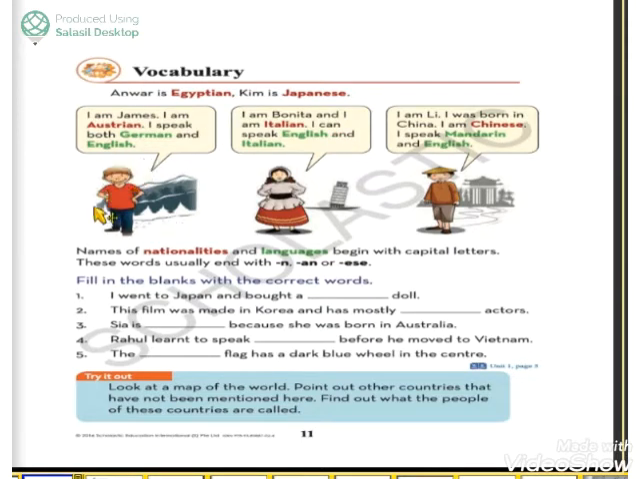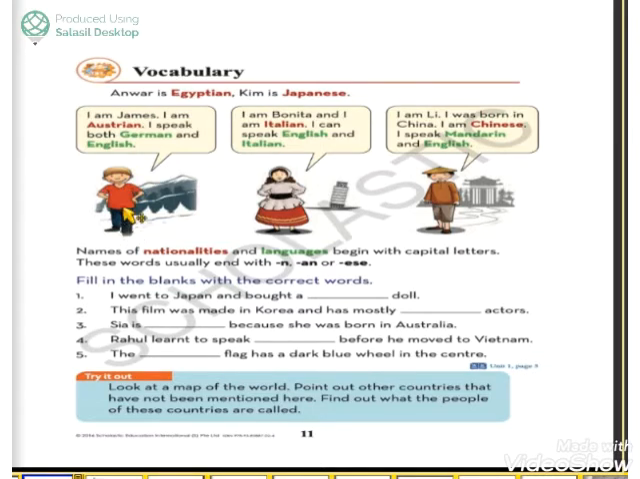Number 1. What is his name, this boy? He is James. Good. Where does he come from? He comes from Austria. He is Austrian. What language does he speak? He speaks 2 languages, German and English.